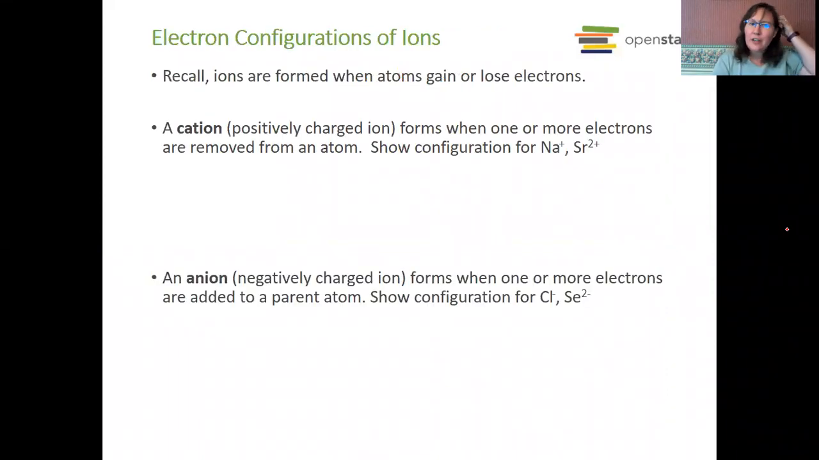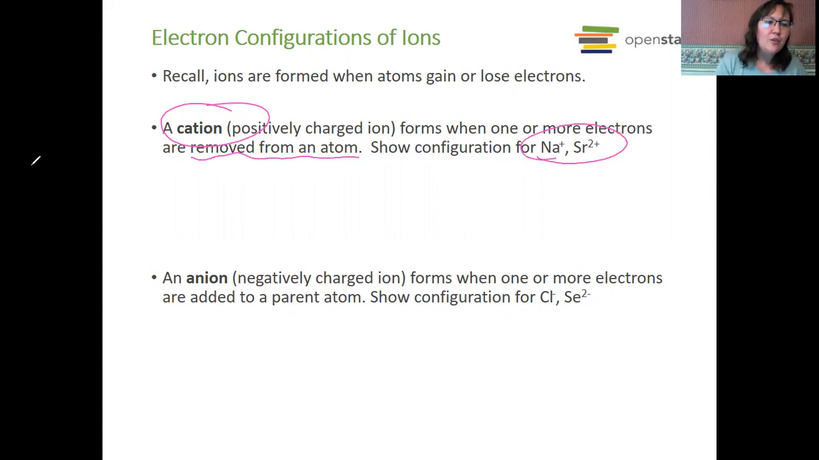Okay, so electron configuration. Recall that ions are formed when atoms gain or lose electrons. So we have cations, and a cation is a positively charged ion, and it's formed when one or more electrons are removed from an atom. So examples here are sodium plus and strontium 2 plus.